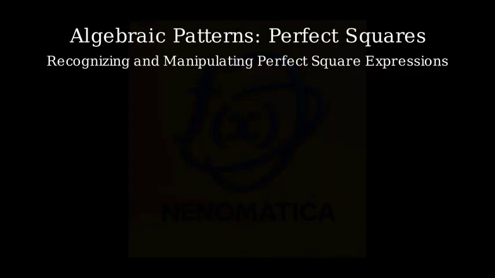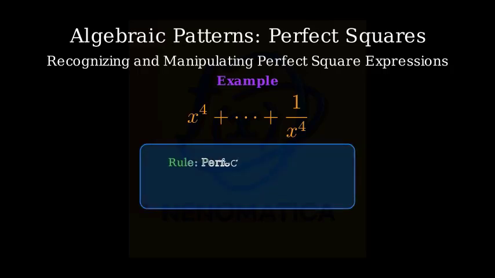Today we'll be exploring perfect square patterns and learning how to recognize and manipulate these expressions efficiently. Let's start by looking at some examples. Let's look at our first example. We have the expression x to the power of 4 plus some missing terms plus 1 over x to the power of 4.